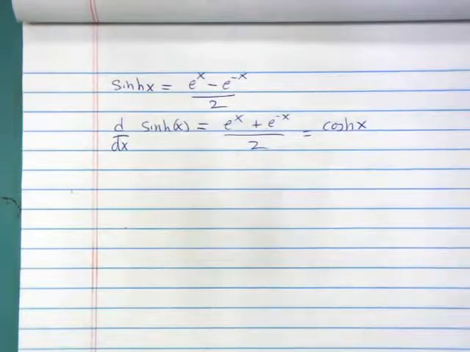So that's just like the rules for trigonometry, isn't it? The derivative of sine is cosine. The derivative of hyperbolic sine is hyperbolic cosine.